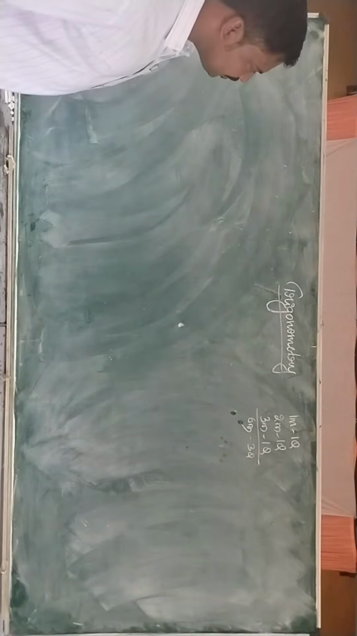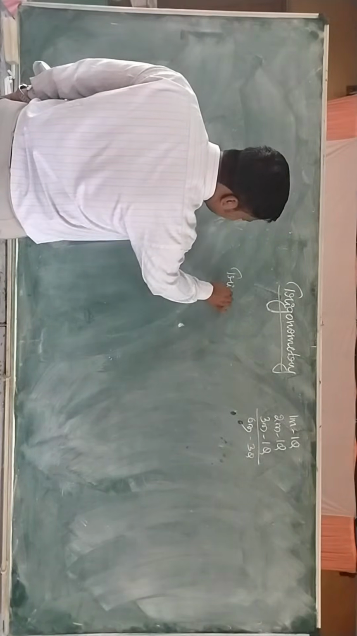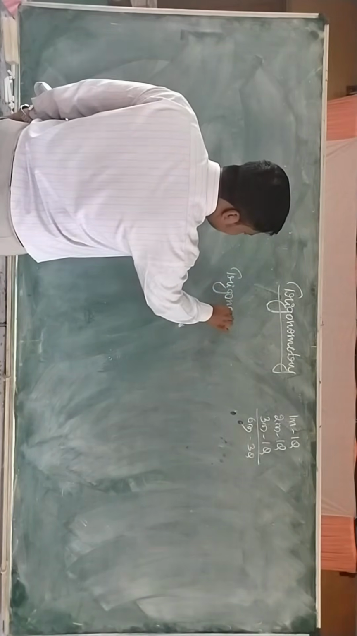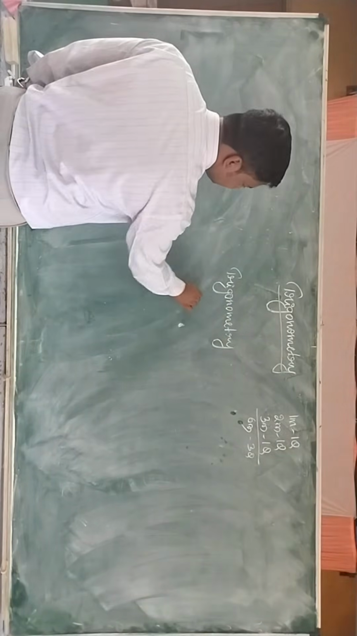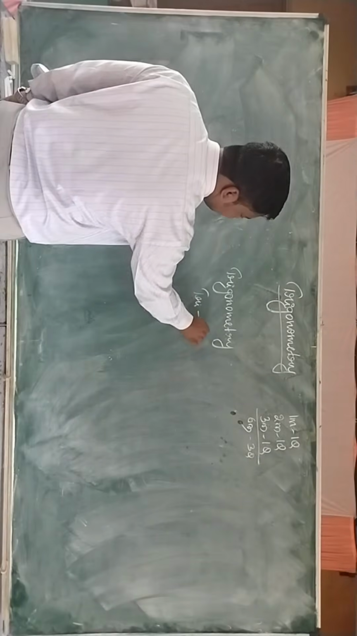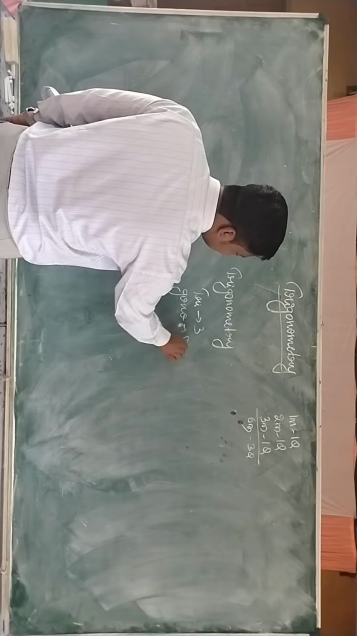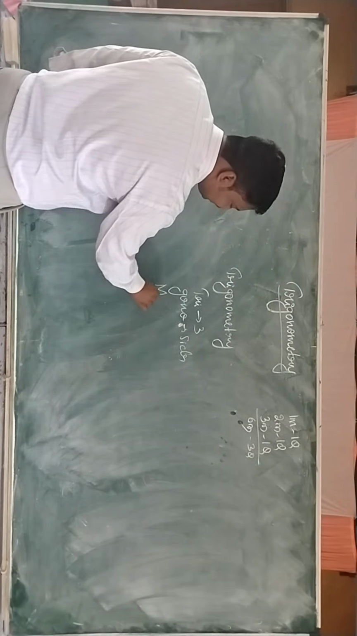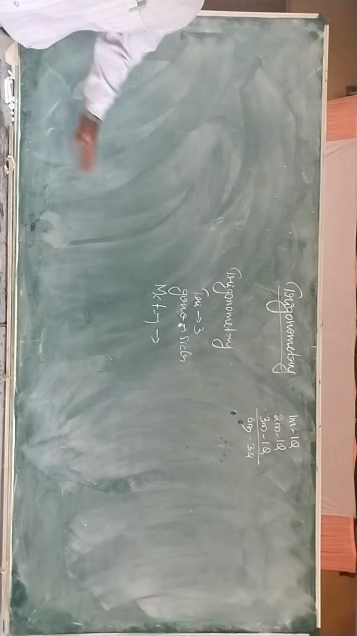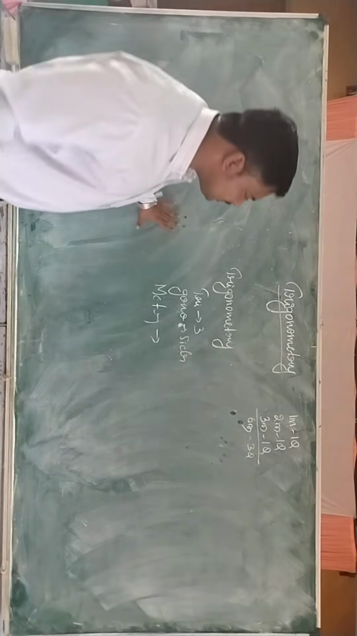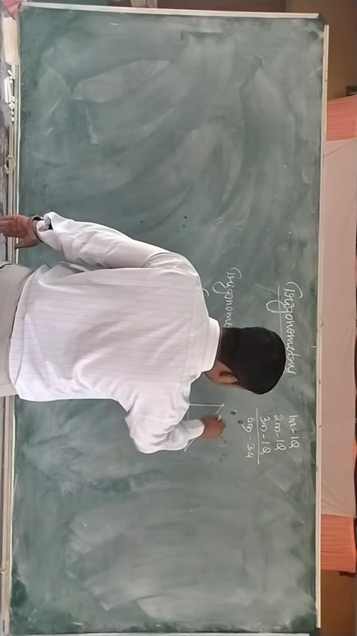So important terminology in trigonometry. What is trigonometry? Trigonometry is a Greek word. In Greek, tri means 3. Gono means size. And metry means measurement. 3 size measurement is called trigonometry. So whole trigonometry depends upon right angle triangle as well as Pythagoras theorem.